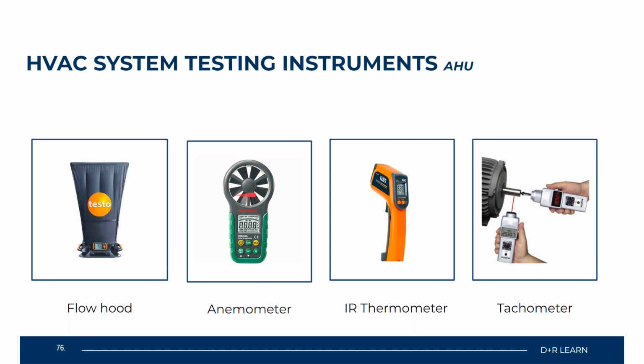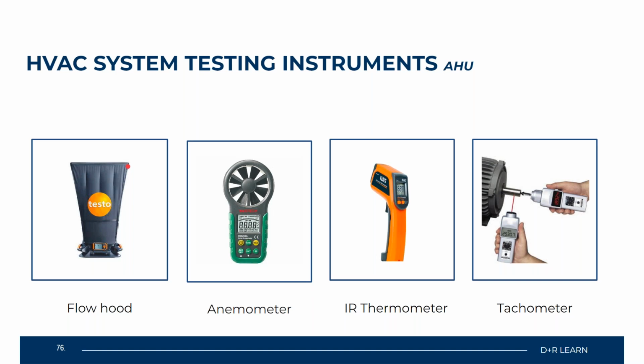Anemometer. Maybe that's it. This is used to do the same thing as your flow hood. I carry one of these in my tool bag, and what it's used for is to test air velocity in CFMs as well. But this is more of a portable version of this really huge one.